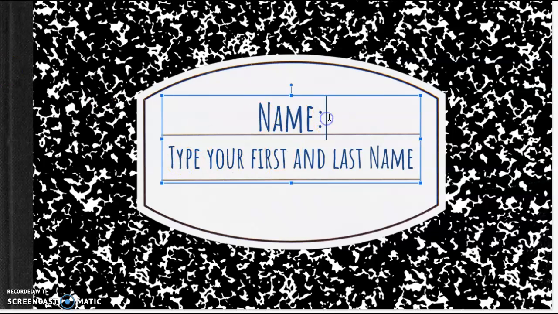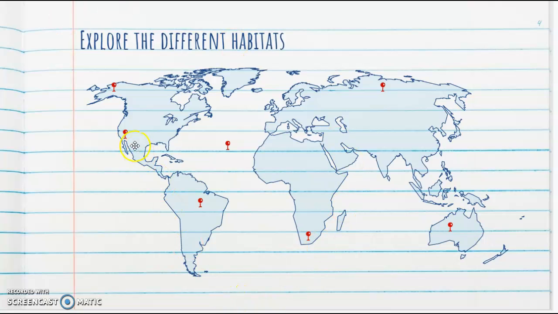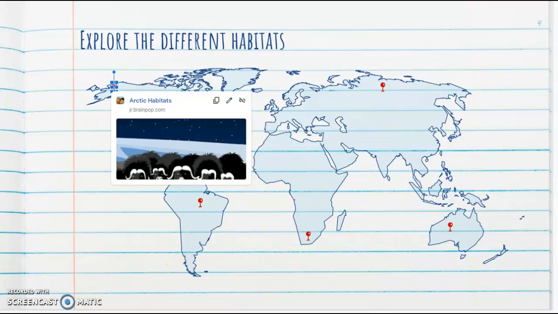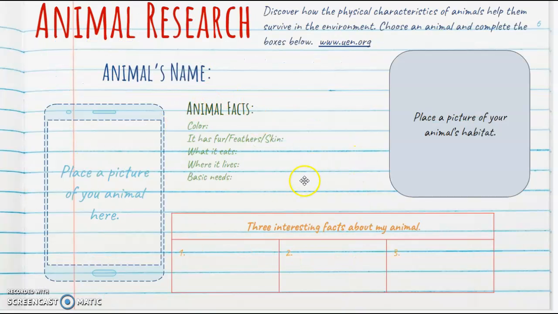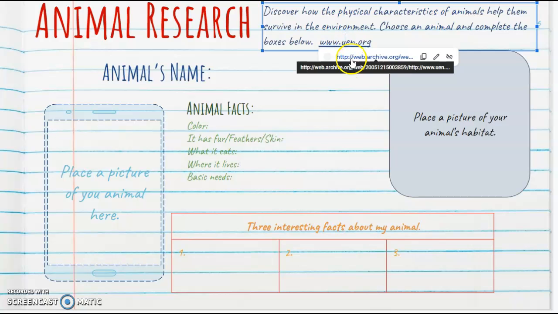This is where you're going to be writing your name. Okay. And there are instructions in each slide that you're going to follow. Like here, you're going to click on each link so that you can learn a little bit more about the habitats. Here, you're able to move the pictures around so that you can complete the chart. And here, you're going to be doing a research on an animal of your choosing. You're going to click on the link to choose the animal that you want, and then you're just going to fill in the information.